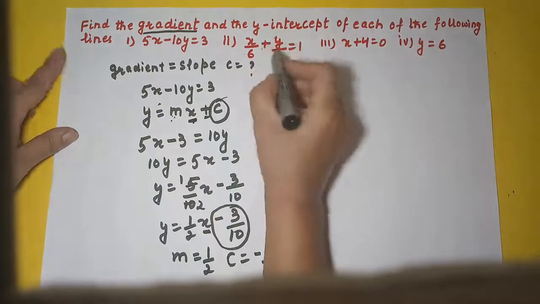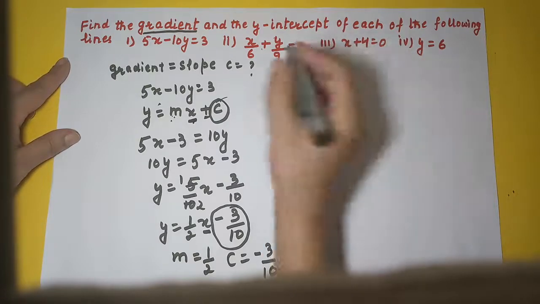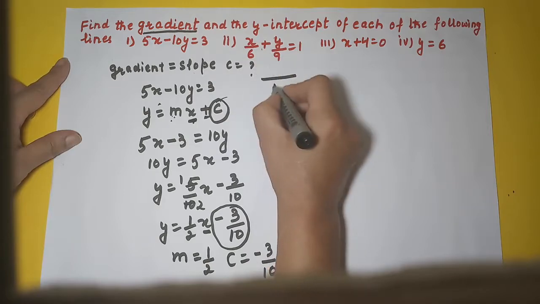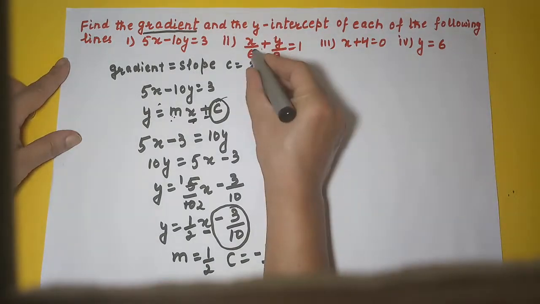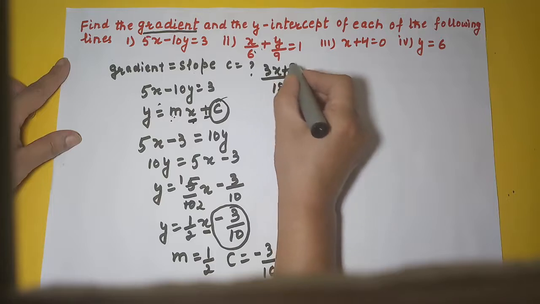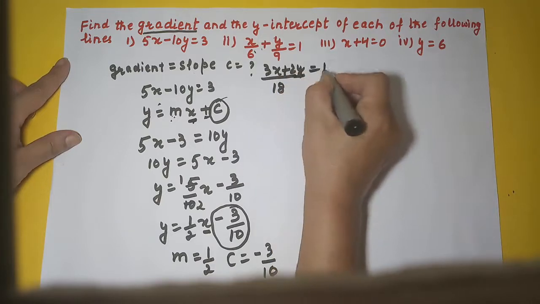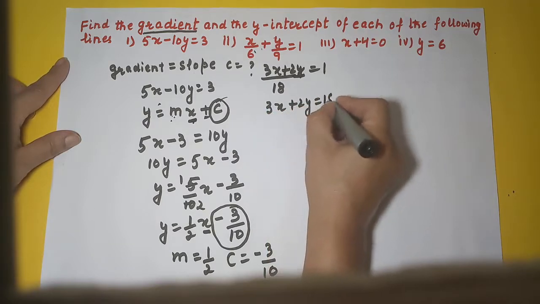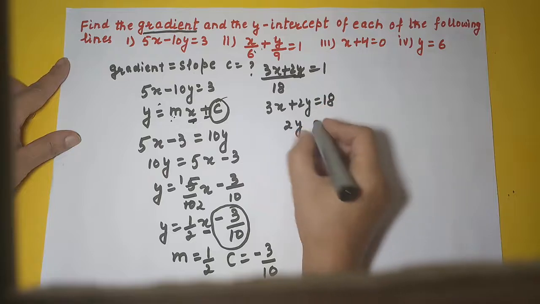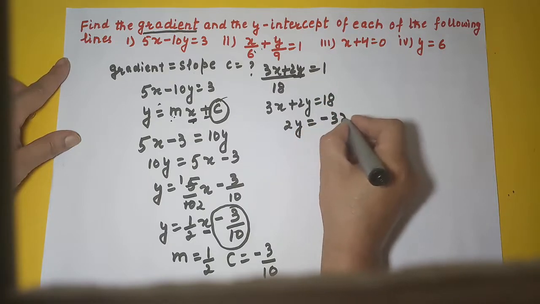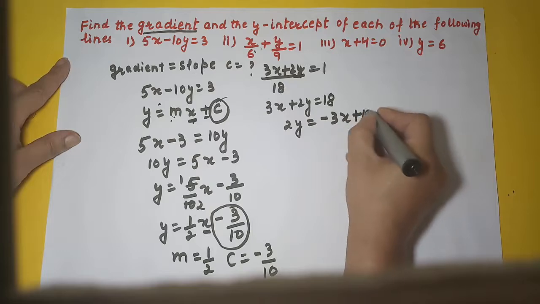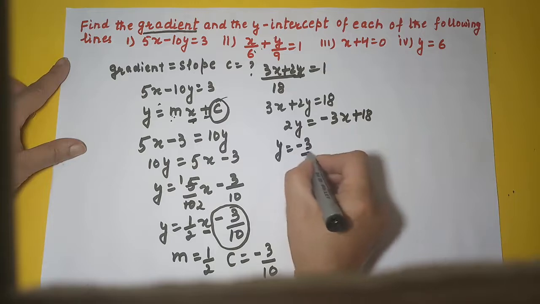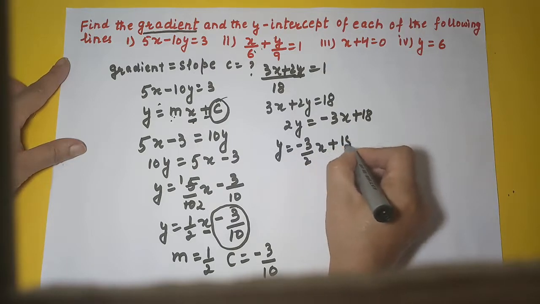Now second part. In the second part, as you can see, we can first take the LCM here. You will get 9 and 6, you will get 18 as the LCM. So 6 3s are 18, so 3x plus 2y is equal to 1, cross multiply, 3x plus 2y is equal to 18. Now we have to make y the subject. So it will be minus 3x, I'm shifting this to this side, plus 18.